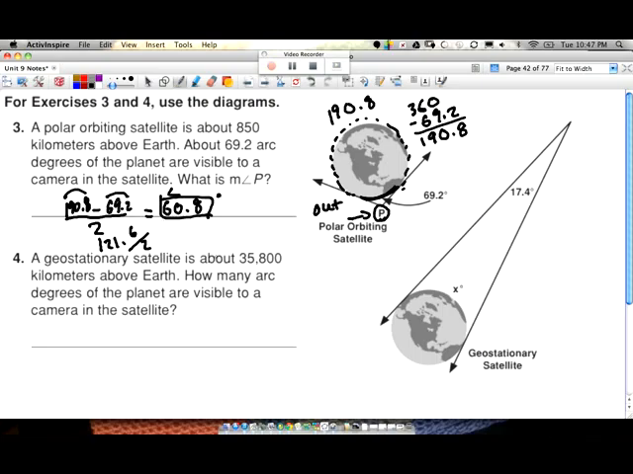That's what it would be, 60.8 degrees. A geostationary satellite is about 35,800 kilometers from Earth. How many arc degrees of the planet are visible to a camera in the satellite? Alright, so we got 17.4 out here.